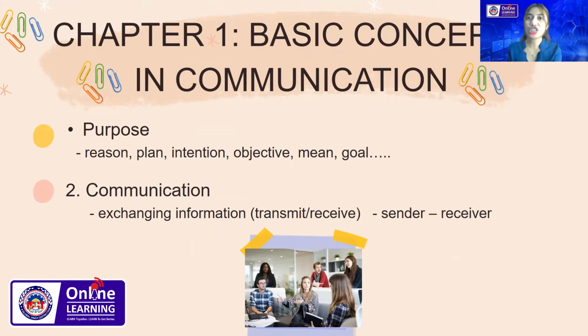Next one is we have communication. When we say communication, it's an exchanging of information from one place, person, or group to another. Every communication involves at least one sender, or what we call the transmitter. Of course, it should have the message or the content and your recipient or receiver. Like what we are doing right now, I am the sender or transmitter of Lesson 1, Chapter 1, Basic Concepts in Communication, and you are my student or the receiver.